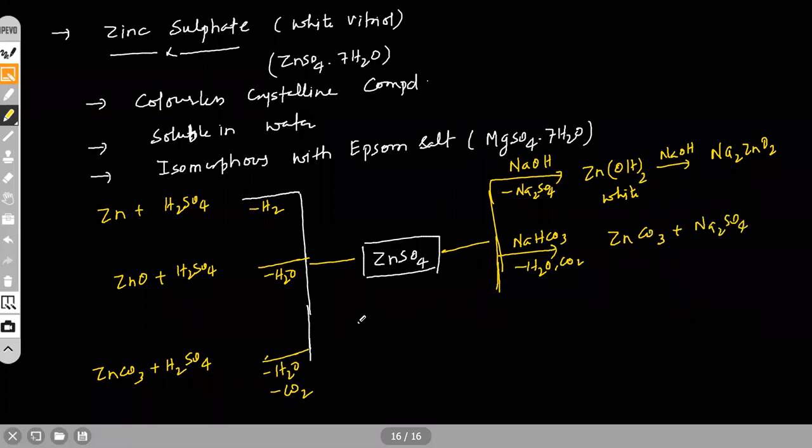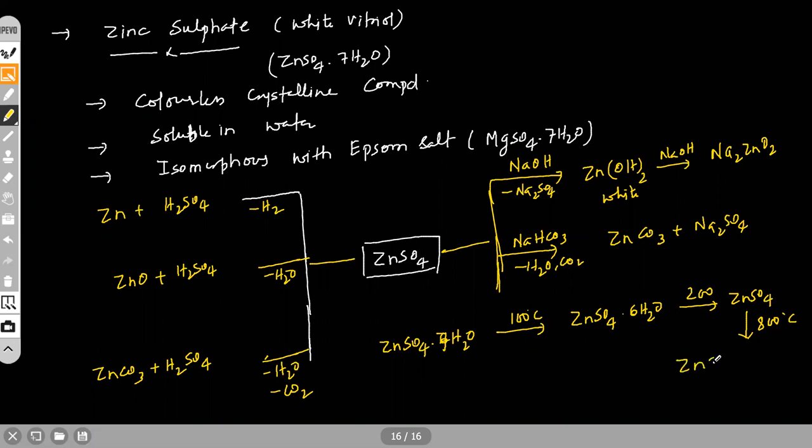Now the heating effect of this. ZnSO4.7H2O, when you heat this at 100 degrees Celsius, one water molecule goes out and ZnSO4.6H2O forms. Further, you heat this at 200 degrees Celsius, it forms the anhydrous form of ZnSO4. And at 800 degrees Celsius, it eliminates sulfur trioxide and forms ZnO plus SO3.